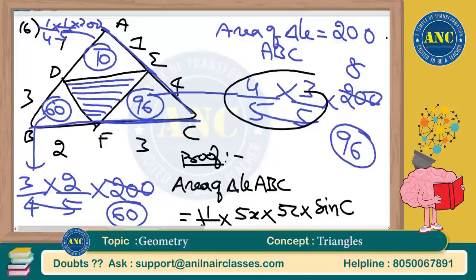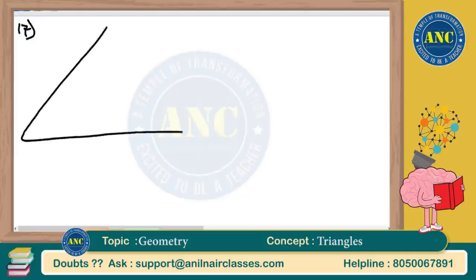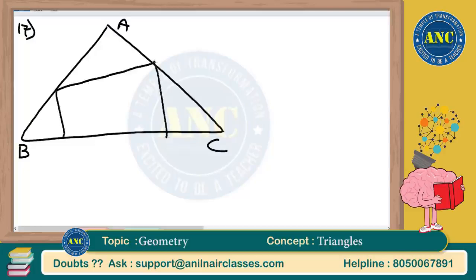17th one. I hope it is clear. 17th one. Sir, can I put a quadrilateral inside? You can put it. This is ABC. This is D, this is E. This is F. This is G.